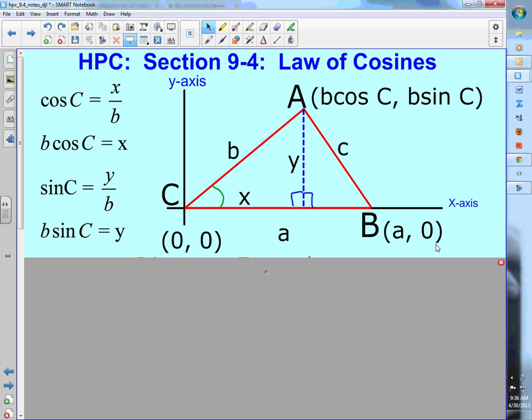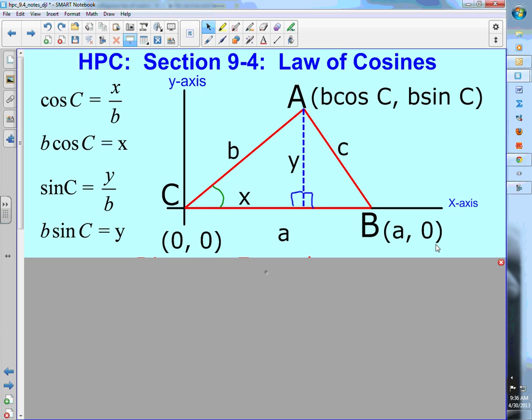The coordinates of A, x comma y: this distance would be x, this distance would be y. This is a right angle. So if we solve for x and y, we can do cos c in the triangle on the left would equal x over b. And if you solve for x, b cos c would be x. That's the x coordinate of A. And sine c is y over b, so b sine c is the y coordinate for A.